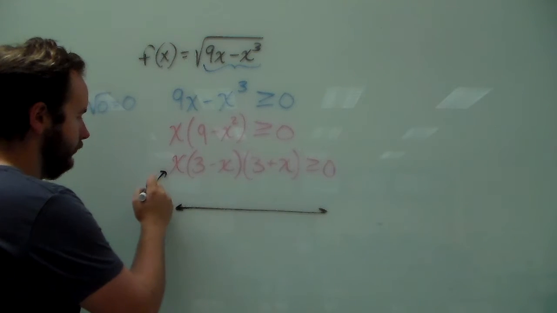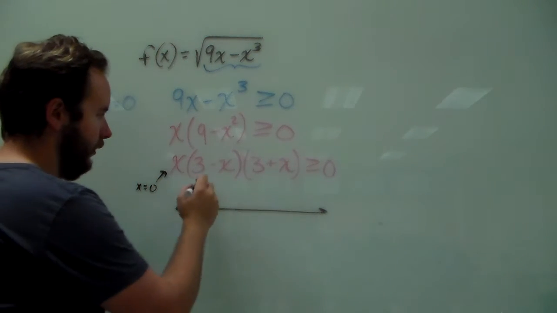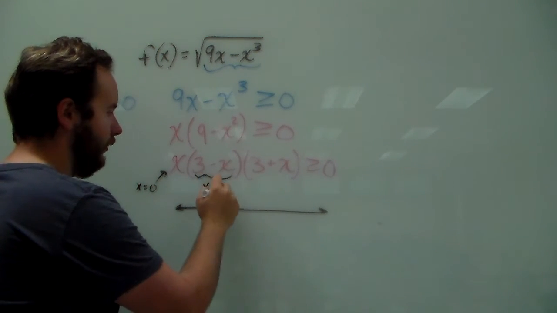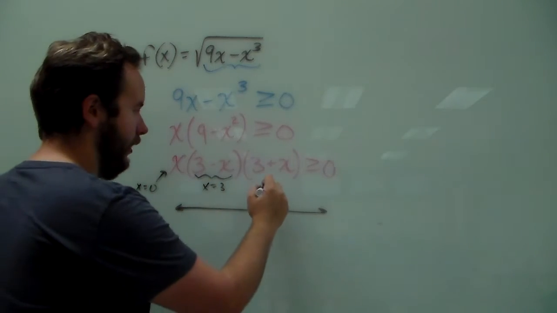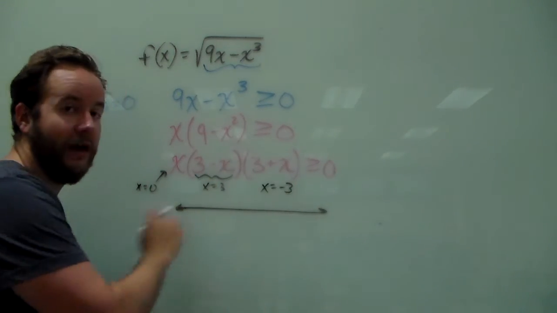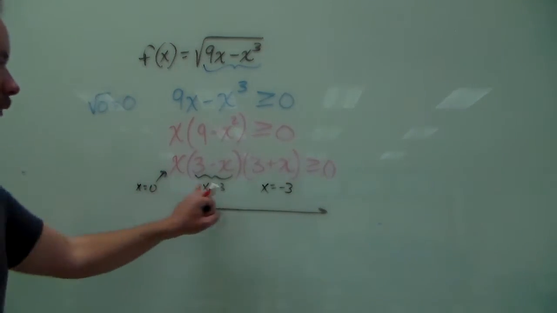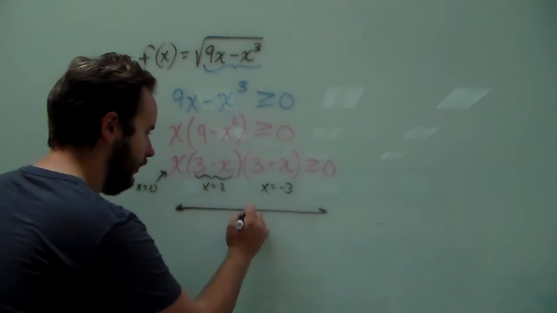x equals 0 causes that term to be 0. x equals 3 causes this term to be 0. And x equals negative 3 causes this term to be 0. So we have 0, 3, and negative 3. I'm going to mark those down on my number line.